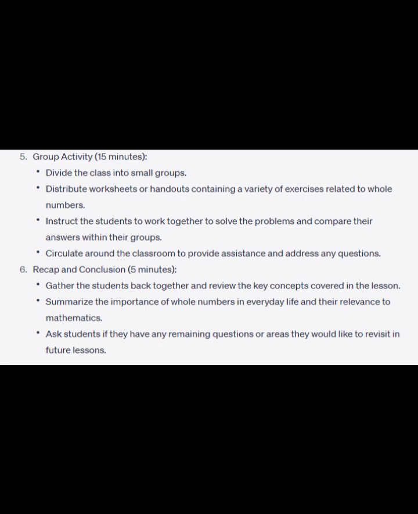Recap and conclusion, 5 minutes. Gather the students back together and review the key concepts covered in the lesson. Summarize the importance of whole numbers in everyday life and their relevance to mathematics. Ask students if they have any remaining questions or areas they would like to revisit in future lessons.